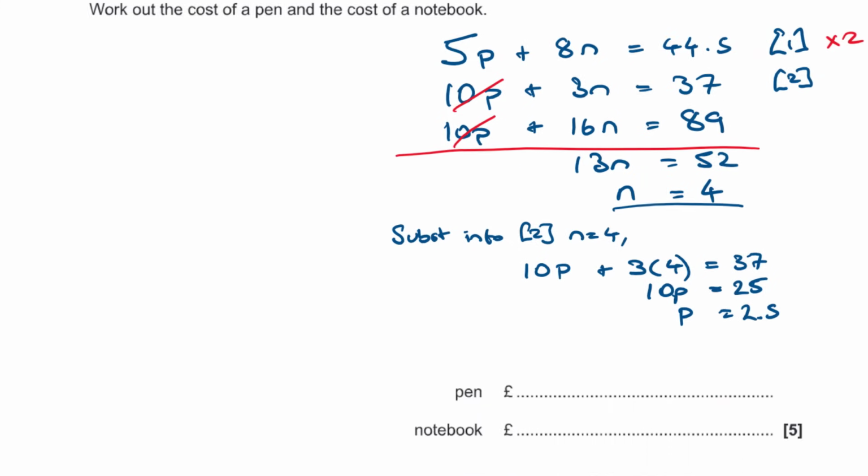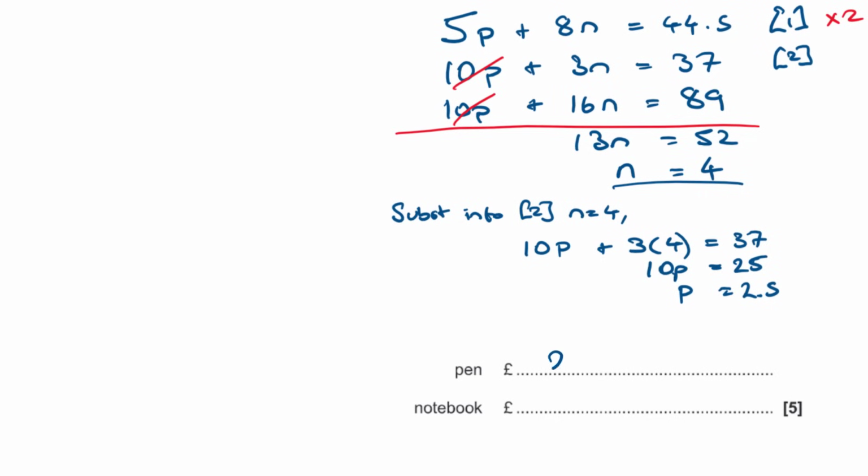Okay, so a pen then is worth £2.50, and an, oh sorry, I did that the wrong way around. No, I didn't. So a pen is £2.50. That's why it was an expensive pen, because it was a notebook. It was £4. Question 11.